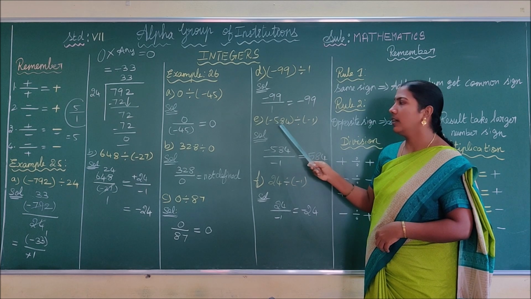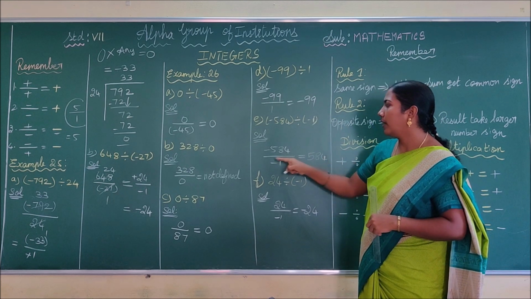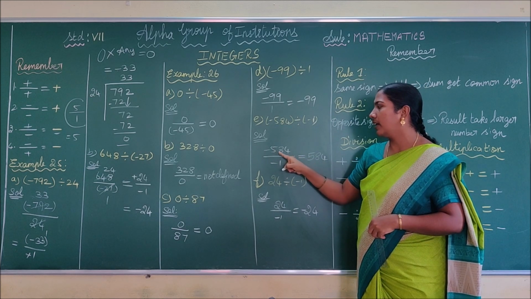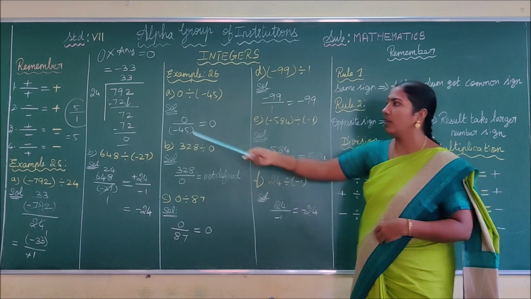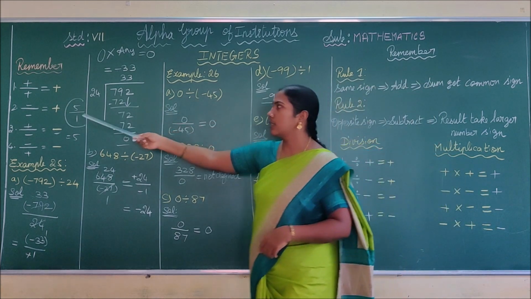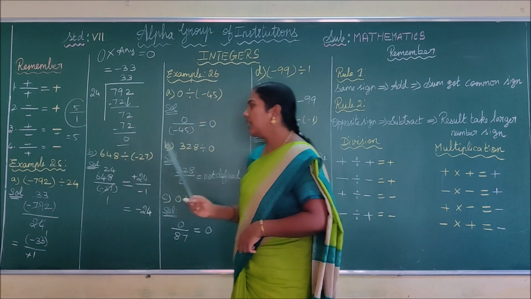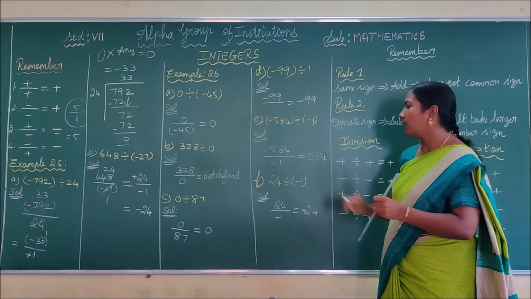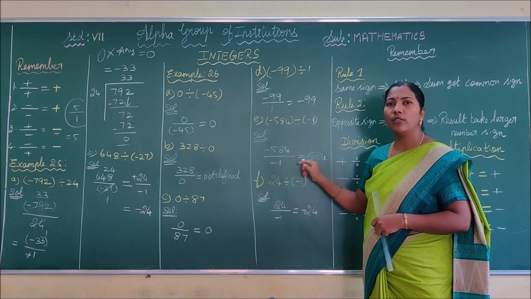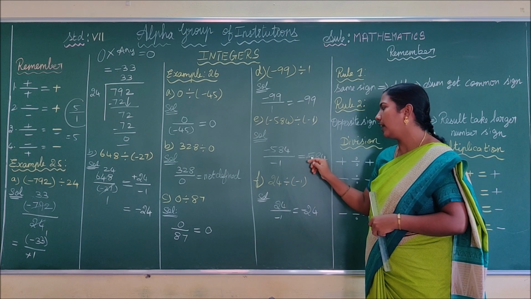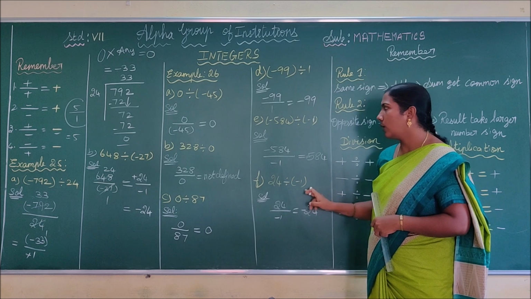Minus 584 divided by minus 1. Okay, we are rewriting the question like this. Minus 584 divided by minus 1, which is equal to, as per the rule of division, minus by minus. What is the answer? Take the symbol plus. Thus we get minus by minus, the symbol plus. If you divide 584 by 1, you get only 584. Thus we get the answer plus 584. It's clear? See the next one.